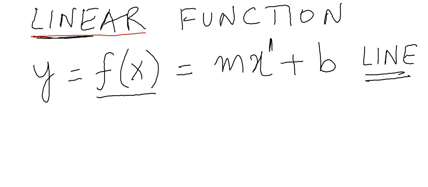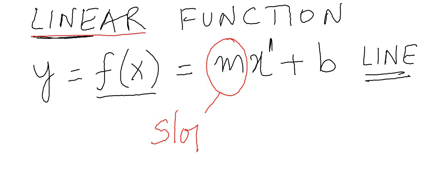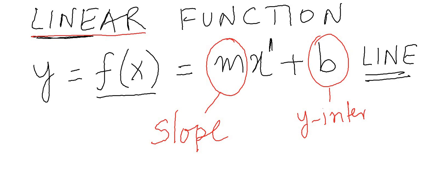Alright, so what is m? M is called the slope of the line, and b is called the y-intercept. That means where on the y-axis this line is intercepting the y-axis.